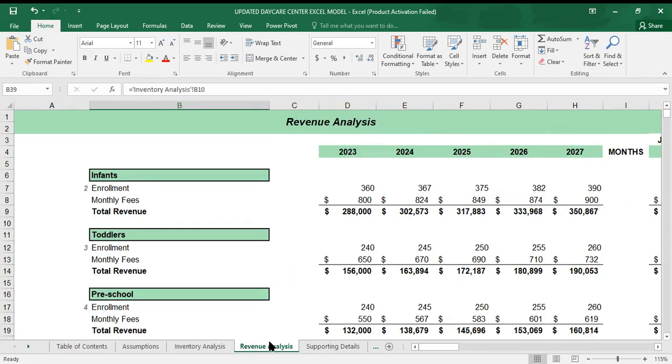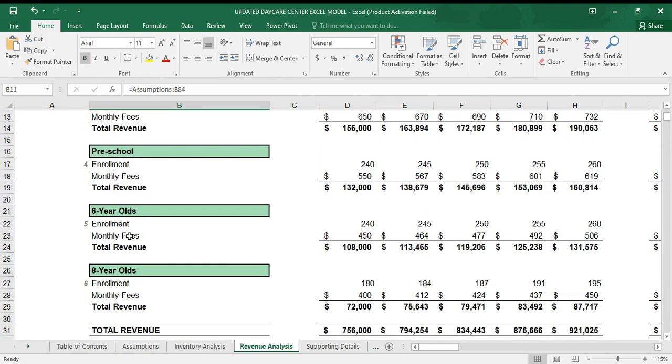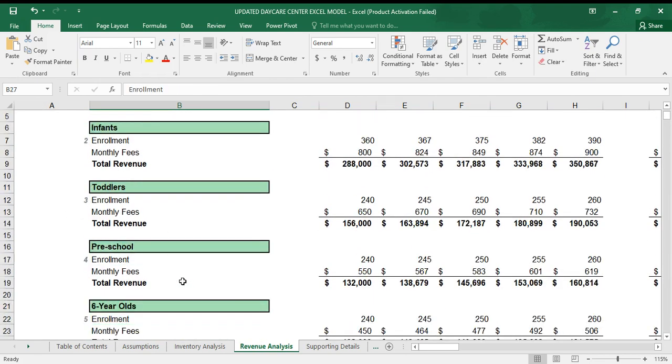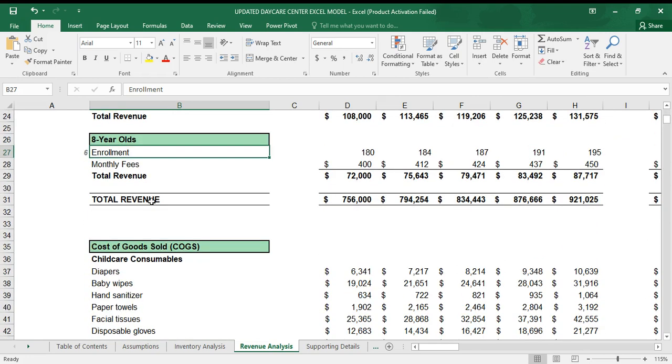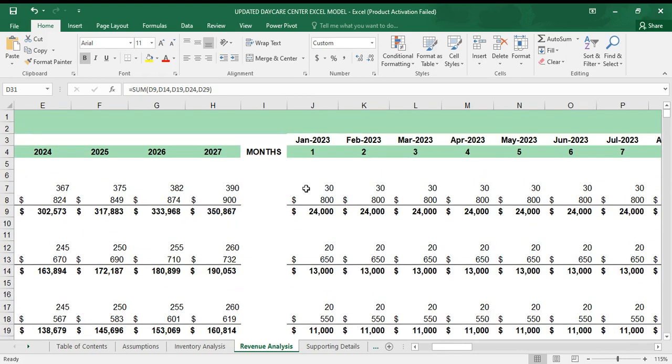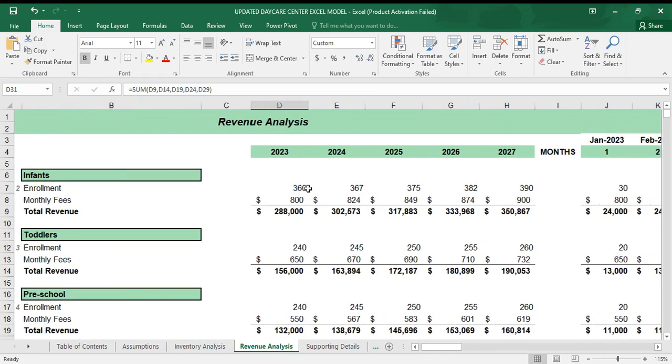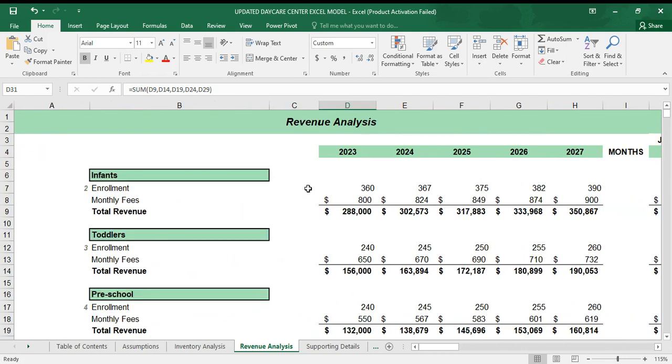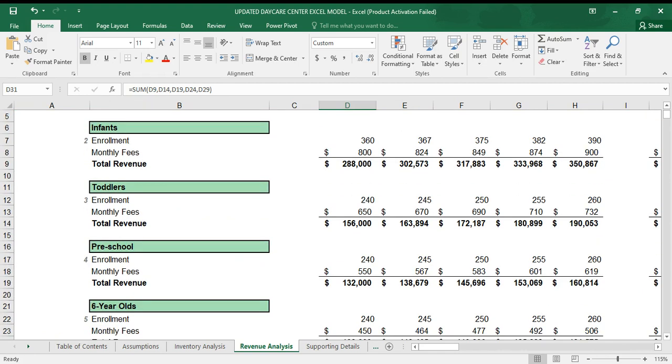In the next sheet, revenue analysis, we have calculated the total revenue being generated from each revenue channel. Now, in this model, the revenue channels are infants, toddlers, preschoolers, 6-year-olds, and 8-year-olds. Ultimately, we have also calculated the total revenue figure for each month and for each year. This is the 5-year projection model, so the total number of months in this model is 60 and the total number of years is 5.